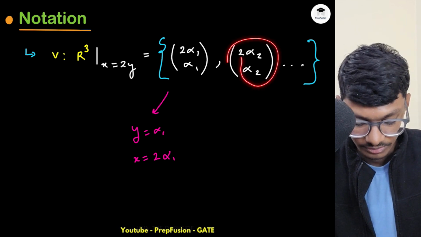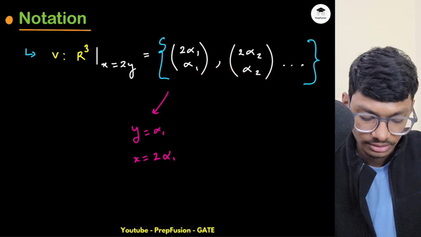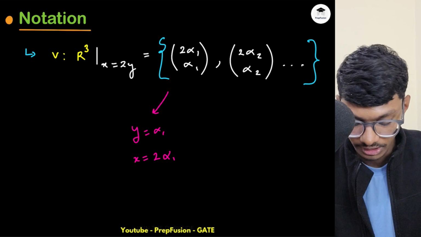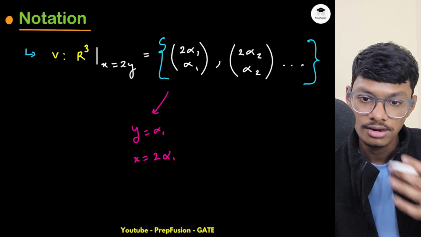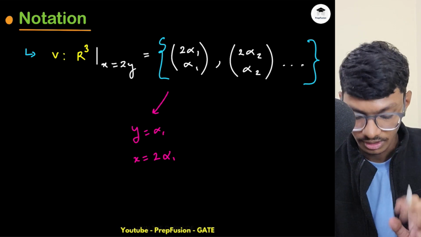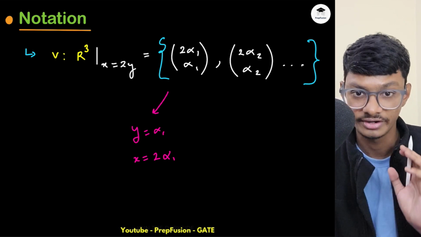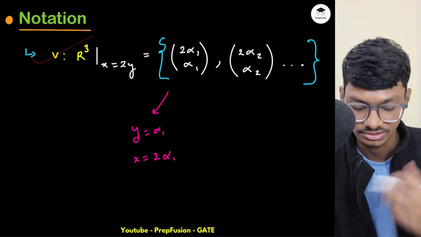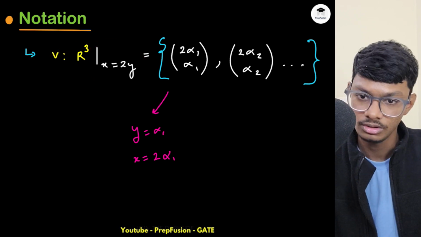Now you can write the same thing for another vector, alpha 2 and 2 alpha 2. So this is how you define a vector subspace. This is the basic notation of a vector subspace. Previously I was giving you the notation for a vector space. Now I give you the notation for a vector subspace. They have to satisfy a few particular conditions, right?